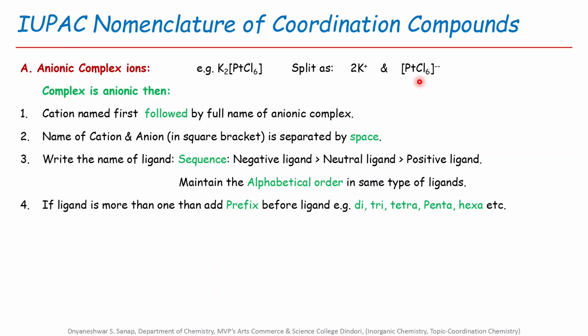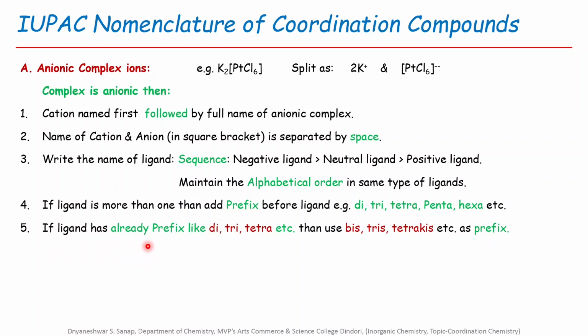Is it clear? The fifth important point is, if the ligand name already has a prefix like di, tri, tetra, etc., then we have to write bis, tris and tetrakis as a prefix before the ligand. That we will discuss in the example. That means we have to keep in mind that if these words di, tri, tetra, penta or hexa are present in the name of the ligand, then we avoid writing di, tri, tetra as a prefix. Instead, we write bis, tris and tetrakis as a prefix when writing the name of the ligand.